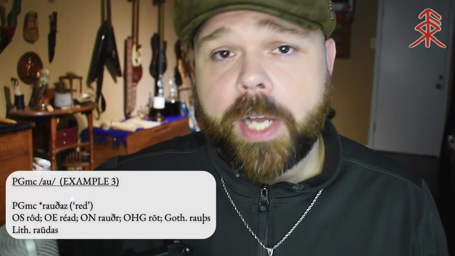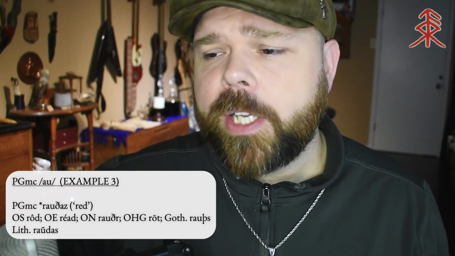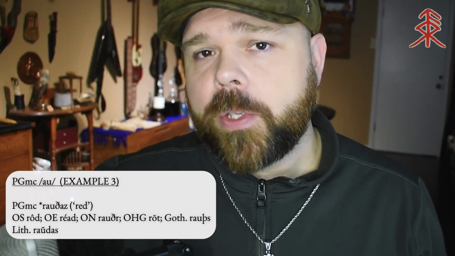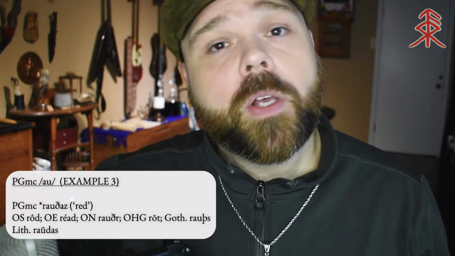All right, so let's go ahead and look at a third example for AU. The word that I've given you here is Proto-Germanic raudhas. This is just red in Proto-Germanic. And theoretically, you should already expect some of these vowel changes. Like what would you expect in Old Saxon? You would expect a long O, right? Well, that's what we get. Rolt.